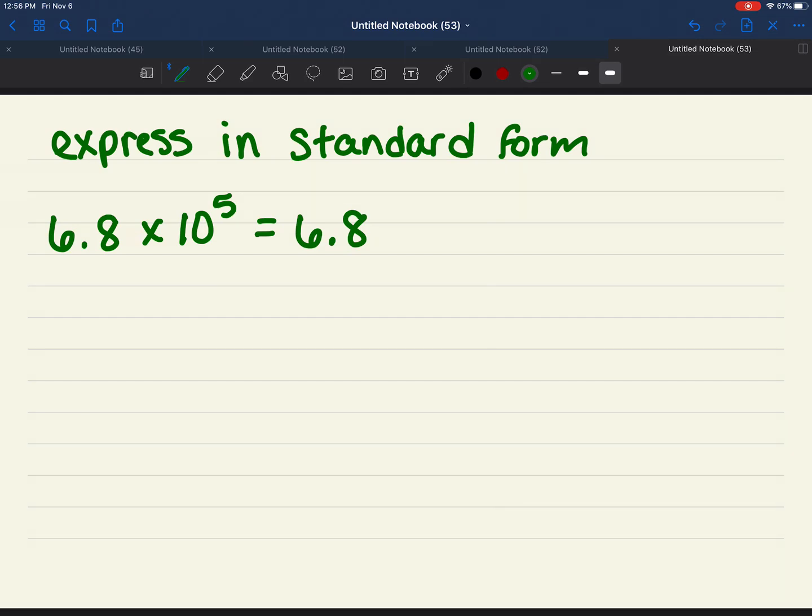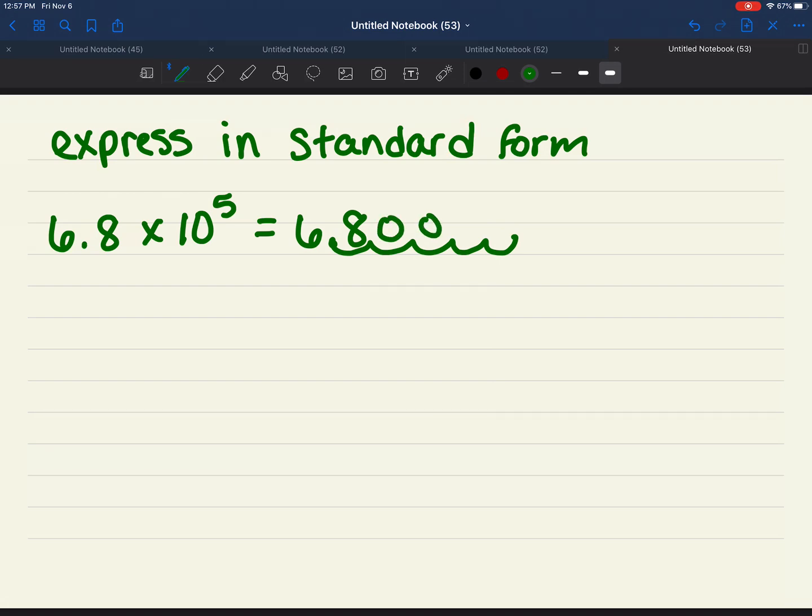Here's what I told my other classes. Think about a number line. If you want to go to 5, are you going to move 5 to the right or 5 to the left? To the right. If you want to go to -5, you'd move 5 to the left, okay? So all you have to do is take this decimal and move it 5 times to the right. So 1, 2, 3, 4, 5.